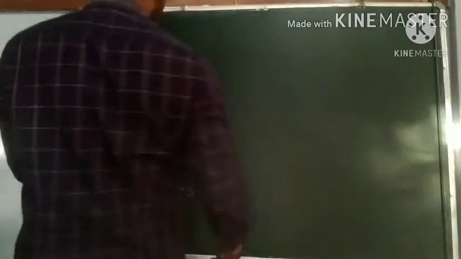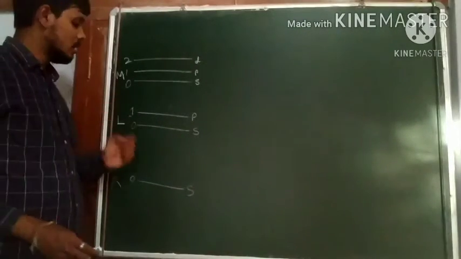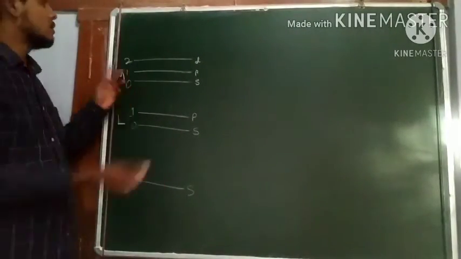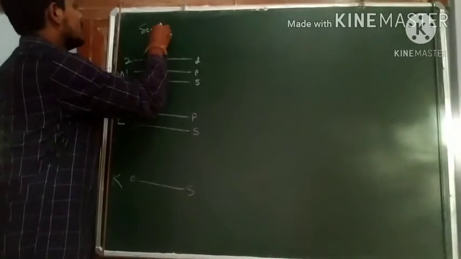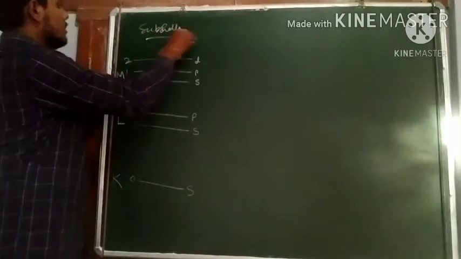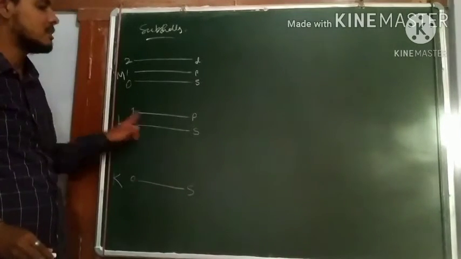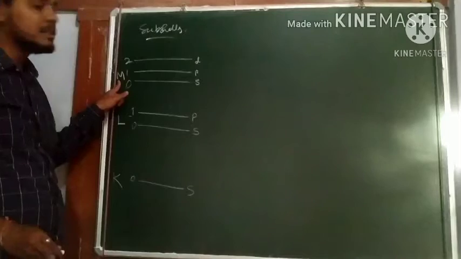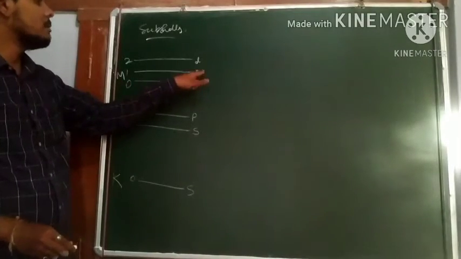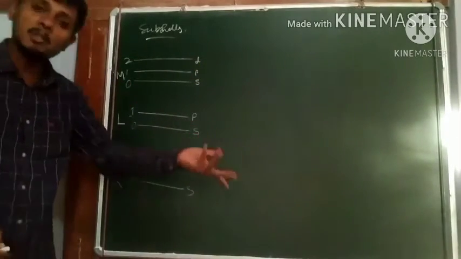So now let us see the individual subshells. So all these are subshells. Okay. So K shell has one subshell, the S subshell. L shell has two subshells, S subshell and P subshell. M shell has three subshells, S subshell, P subshell, D subshell. N shell we will see later.